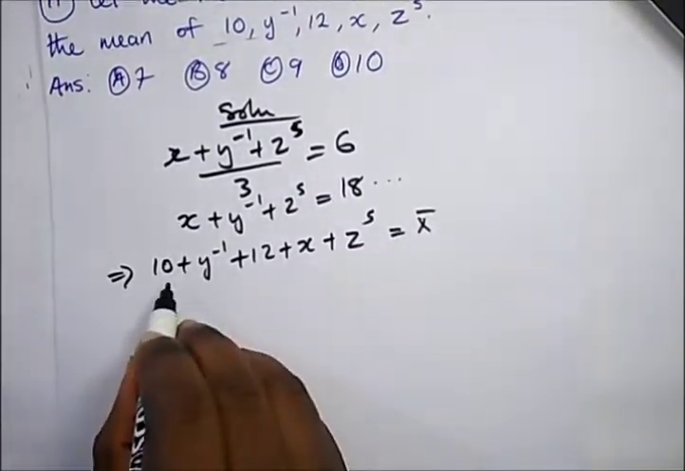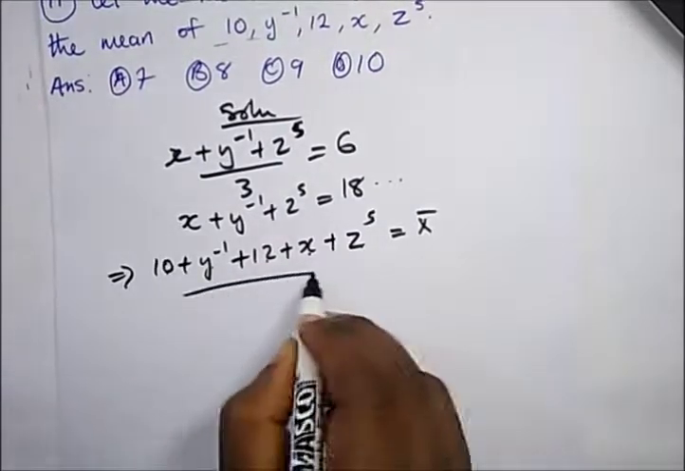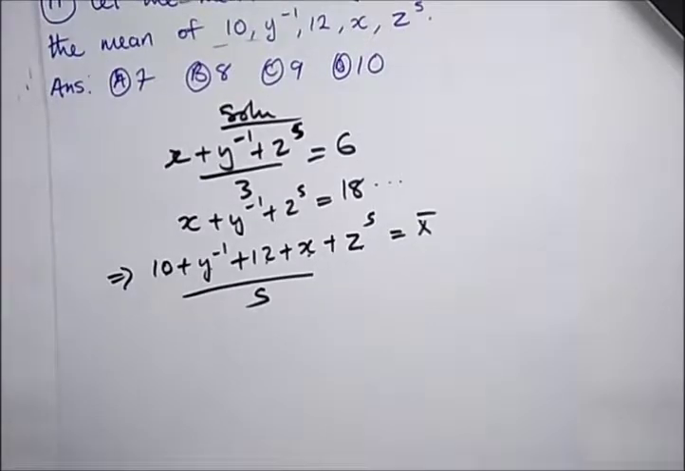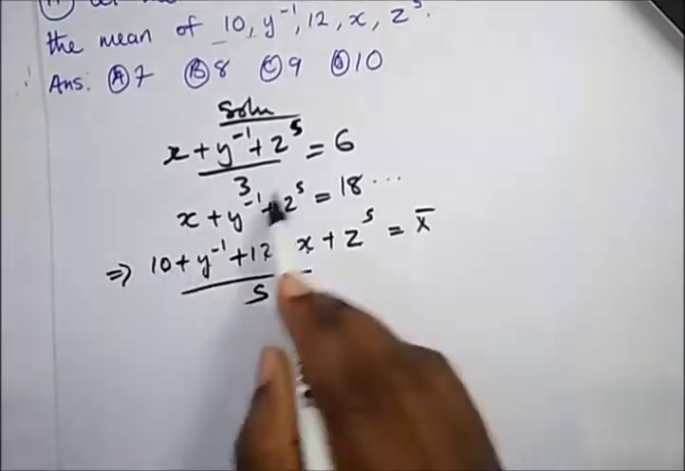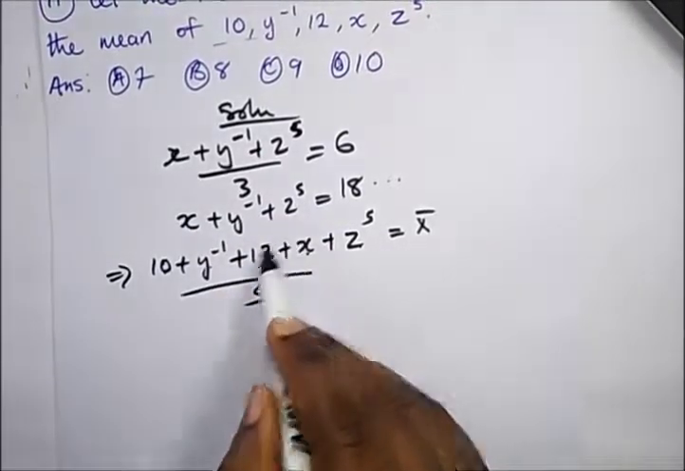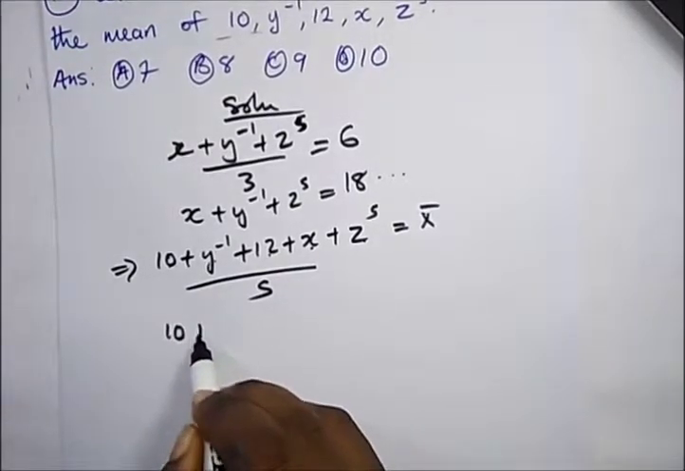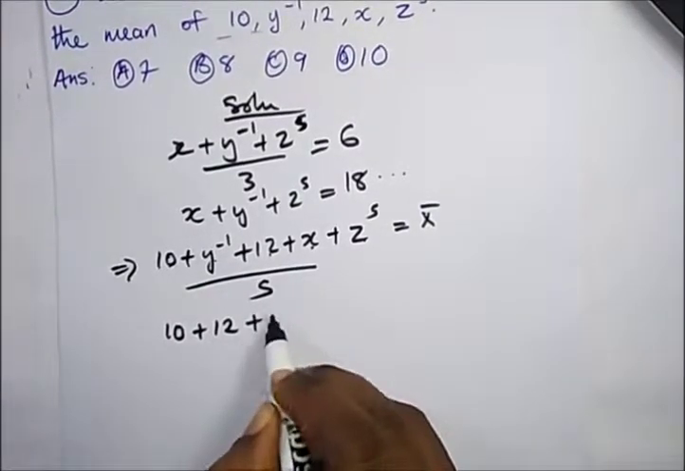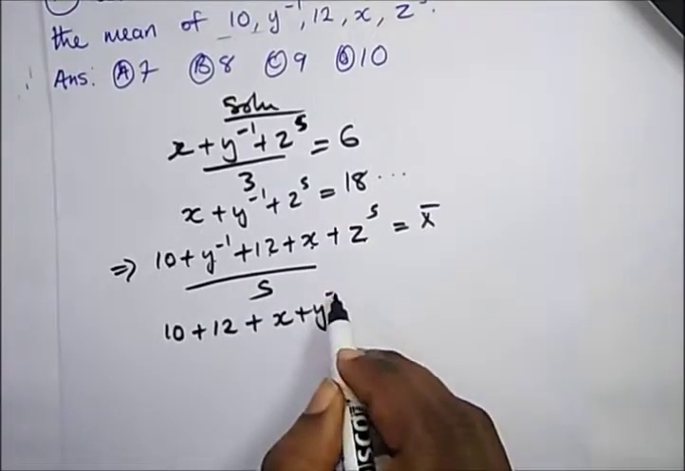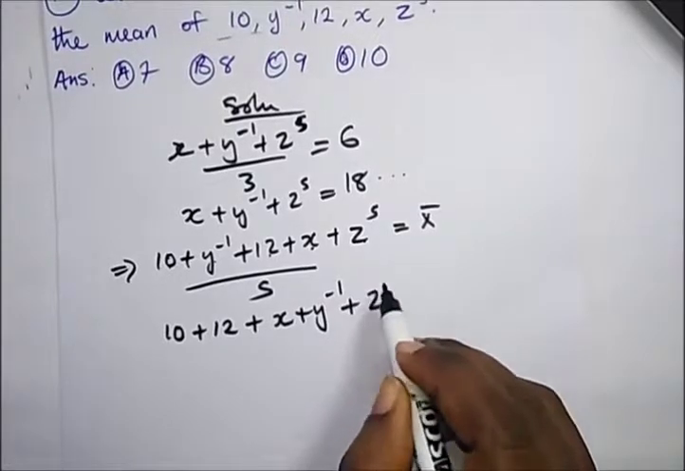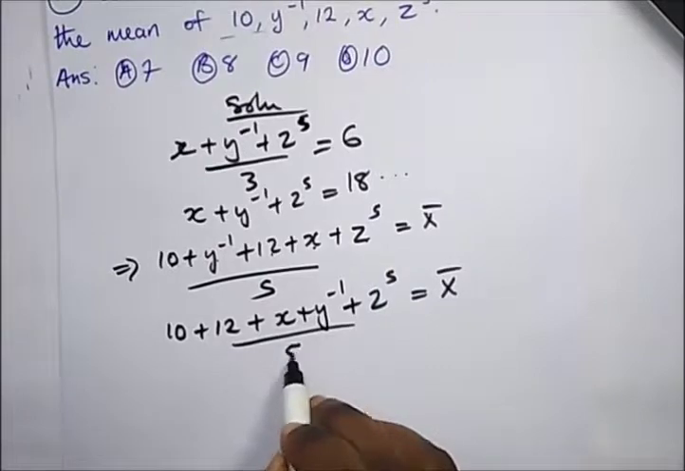Let's take mean as this. And how many items are this? This is 1, 2, 3, 4, 5. So we divide by what? 5. Okay, so here what do we have here? Now you see this, we can have this particular value from here. So let's rearrange this. We have a 10 plus 12, and this is x, put a x here. This is y plus y raised to power minus 1, and plus what? Z raised to power 5 equal to what? The mean over what? 5.